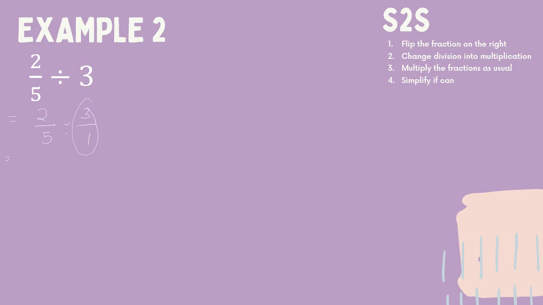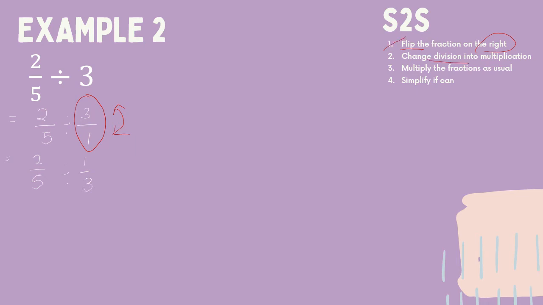Let me just use a different color pen. So we have 3 out of 1. Flip the fraction on the right. So when you flip, they become 2 out of 5 divided by 1 out of 3. So that is step 1.